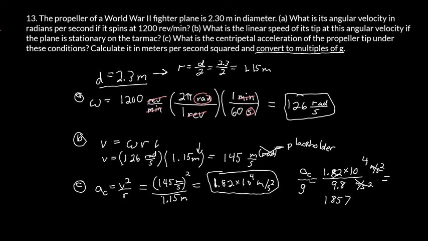1,857 Gs. So if you've ever heard of pulling Gs in a plane or in a fighter jet, that's what they're talking about. It's how many times the acceleration due to gravity you're getting, and this particular propeller is spinning at about 1,800 times the acceleration due to gravity. So that's how you do a linear velocity, linear acceleration, and angular velocity kind of problem.